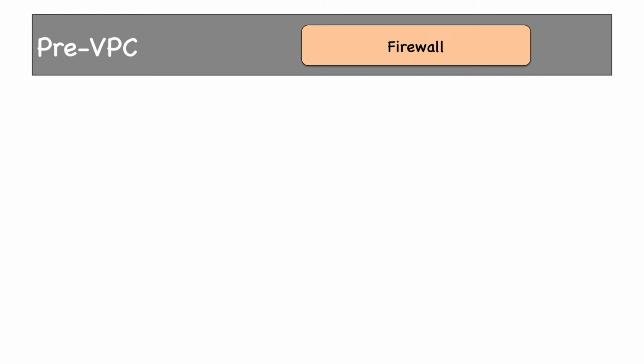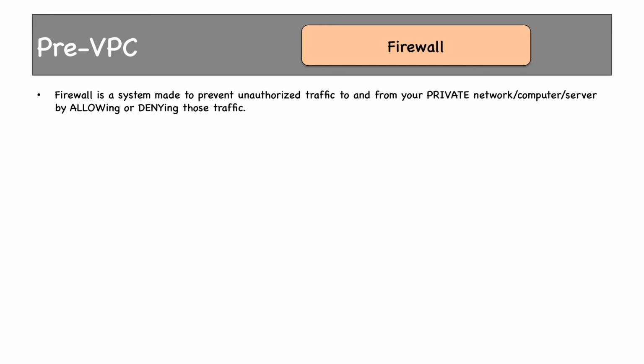The final topic of discussion in the pre-VPC talk is the firewall. Firewalls are very important for security reasons. Every enterprise network should implement a firewall, come what may. Let's go for a firewall ride. A firewall is a system made to prevent unauthorized traffic to and from your private network or computer or server by allowing or denying that traffic. Allowing and denying traffic are specified by rules, also called firewall rules.